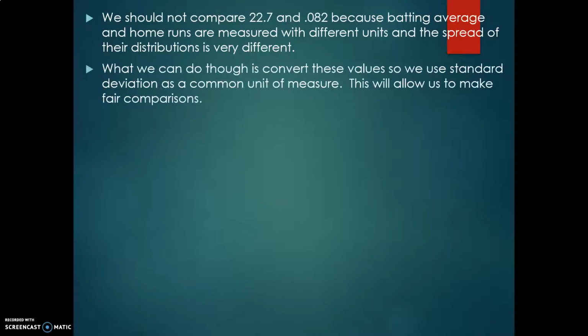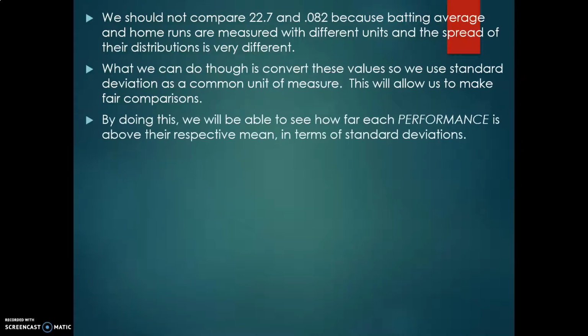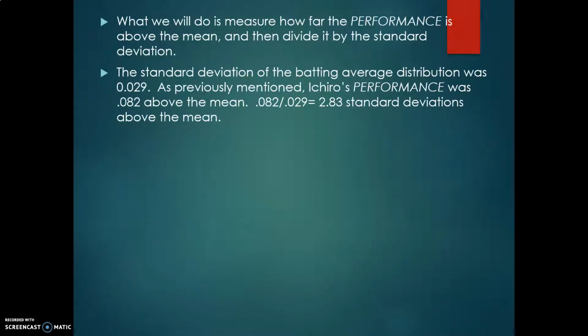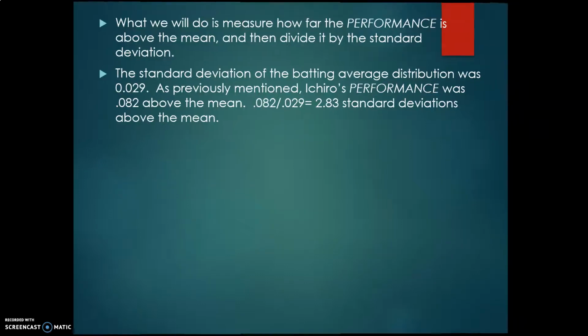The way that we do this is something called a z-score. To do this, we have to look at it in terms of the standard deviation. We're going to take the standard deviation of the batting average first, which I'm not going to make you calculate. We're going to give it to you: it's 0.029. His batting average was 0.082 above the mean. So if we take the 0.082 and divide it by 0.029, he was 2.83 standard deviations above the mean.